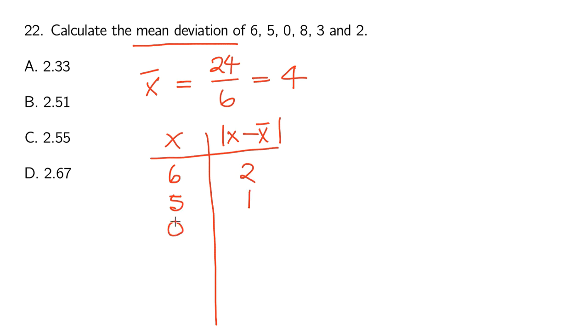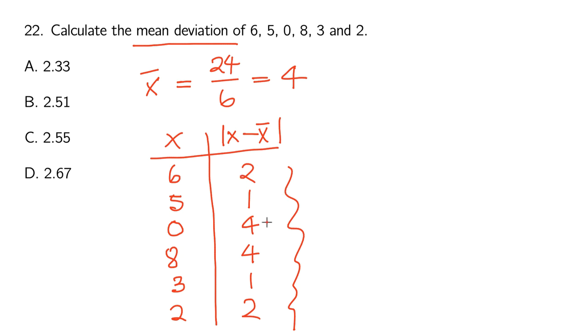We have 0. 0 minus 4 is minus 4. The absolute value of that is 4. Then we have 8. The difference is 4. We have 3. The difference is 1. And then we have 2. The difference is 2. So these are the deviations, and we want to find the mean of these deviations.